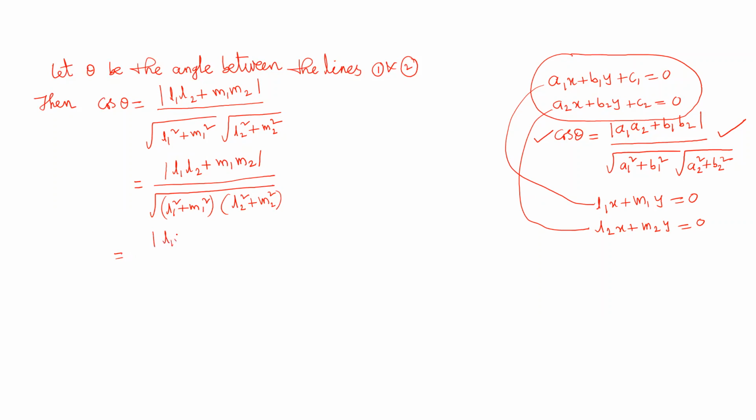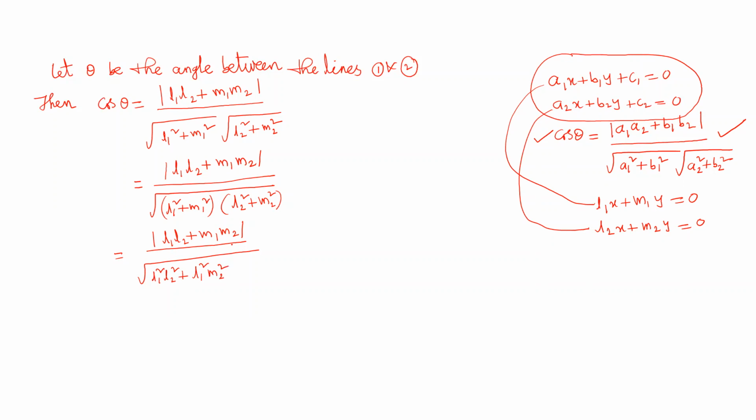Mod of L1 L2 plus M1 M2 by root of, multiplying L1 square into L2 square plus L1 square into M2 square.